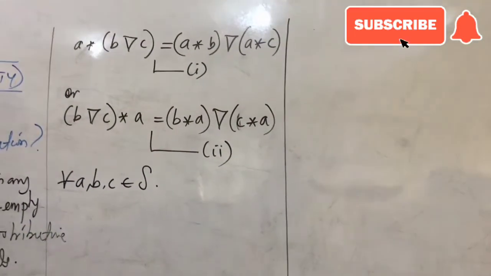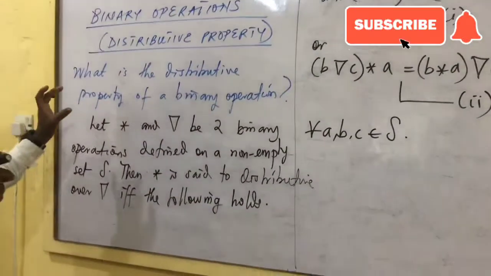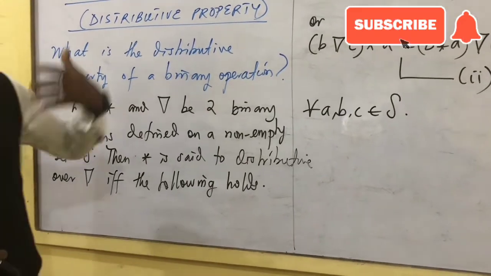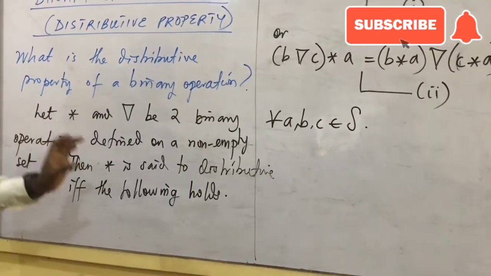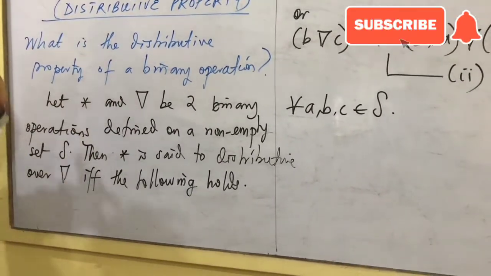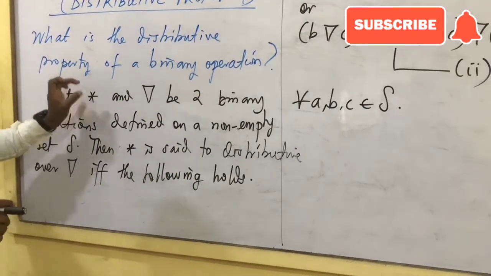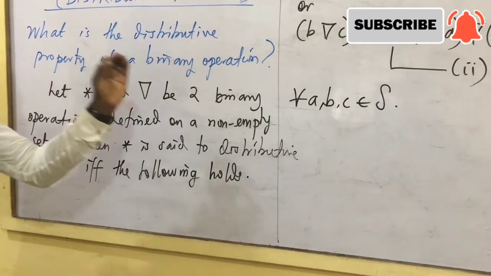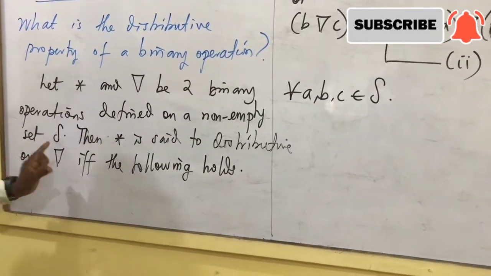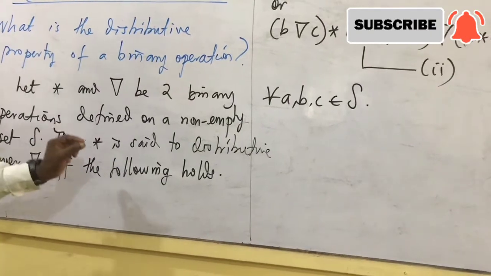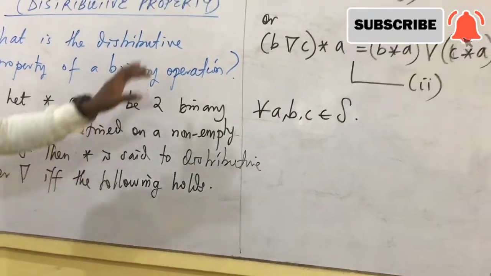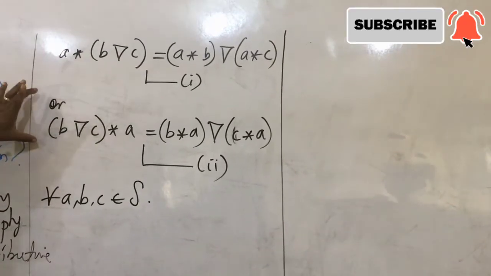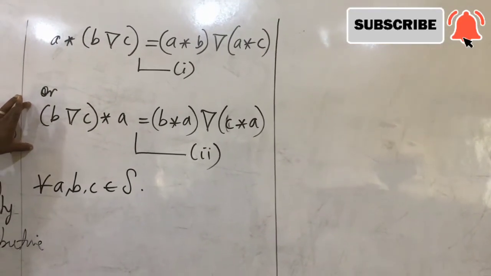So let us go over it quickly again. When is a particular binary operation distributive over another one, both of them defined on a non-empty set? If the two binary operations in question are asterisk and nabla, I am saying that asterisk is said to be distributive over nabla if and only if the following holds. Okay, so if and only if condition 1 or equation 1 holds, or if and only if equation 2 holds.